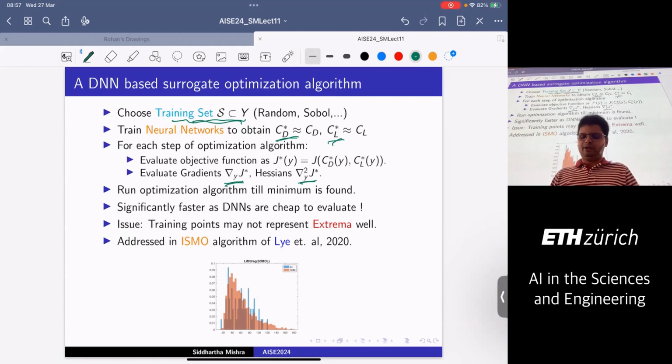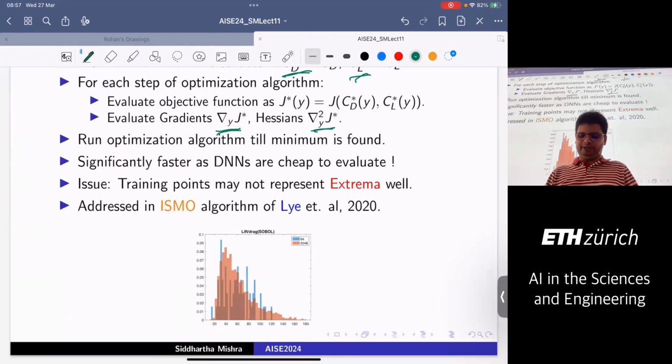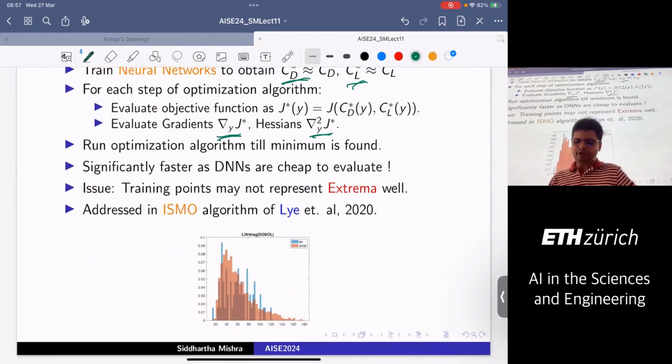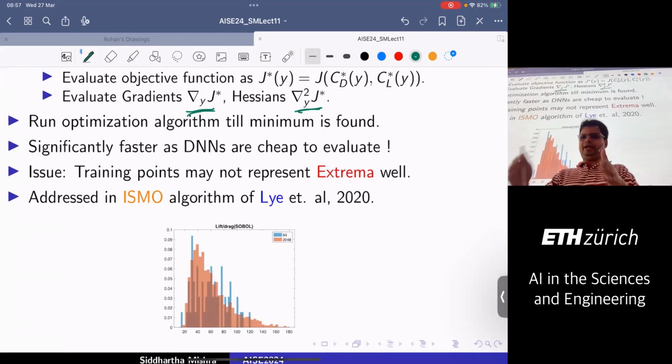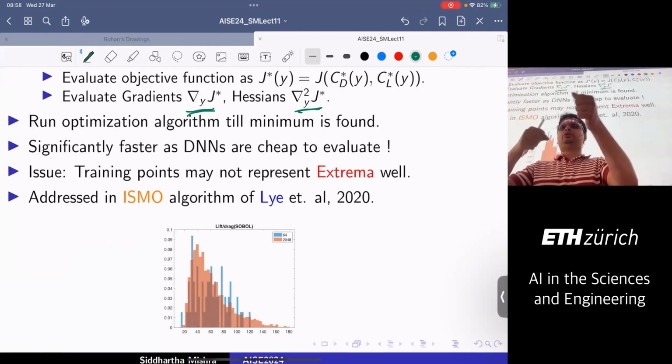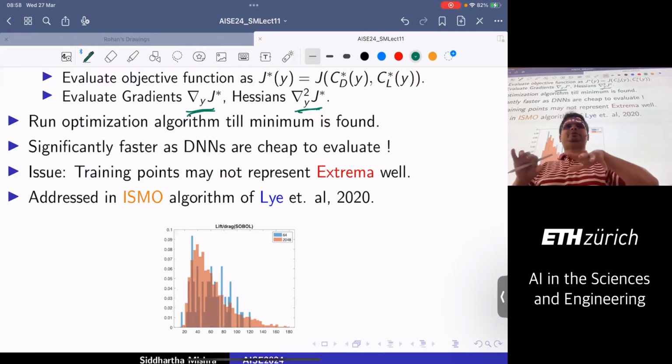It's very, very cheap. However, there is a little caveat there, and the caveat is very well expressed by this picture here. When we train, we take random points or Sobol points. These are spread over the entire space, right? There's no structure to these points. In fact, Sobol points have even been tailor-made to be distributed over the entire design space. However, optima do not lie at random places. Typically, optima lie on some manifolds, on some curves in the space.